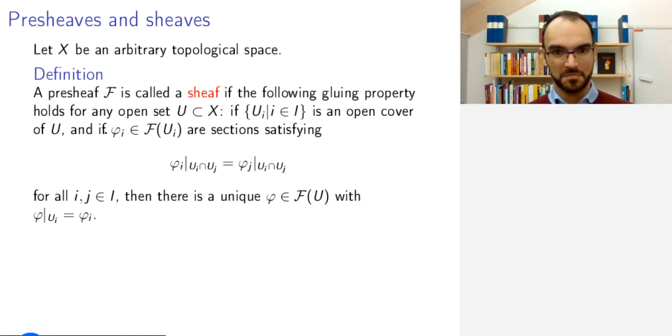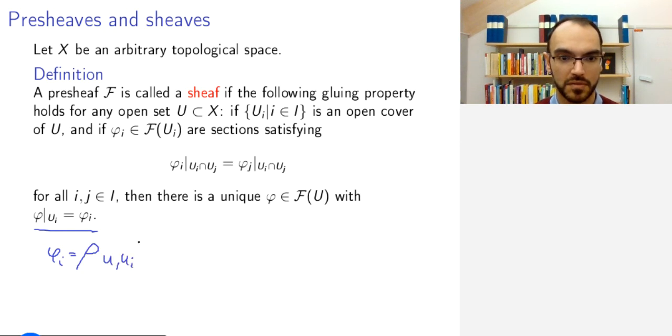For each open set, if you have an open cover and sections, so the analog of regular functions, on the open sets in the cover that restrict to the same thing on the intersections, restrict via the restriction homomorphisms, then there is a unique phi in F of U with these phi_i as their restrictions. So this means that phi_i is equal to rho of U, U_i of phi. So this is what is called a sheaf.